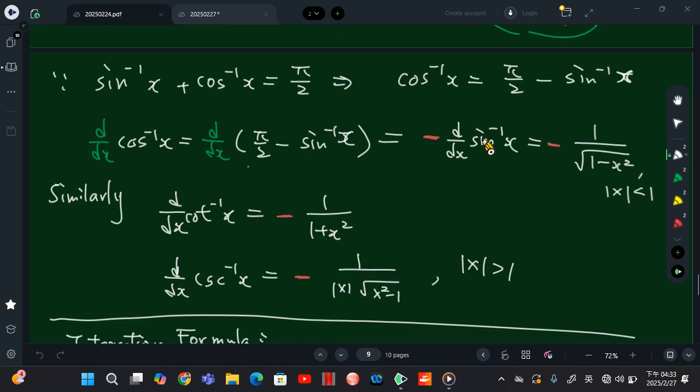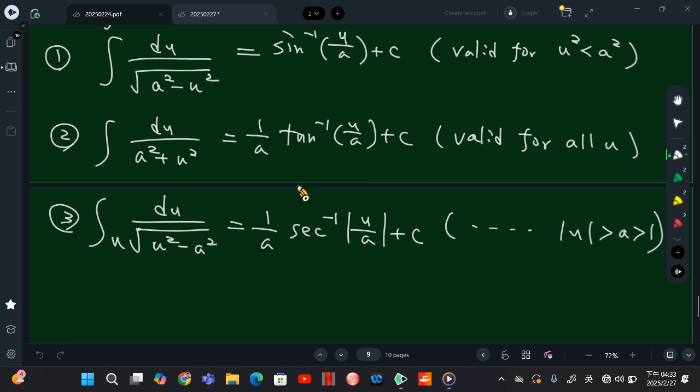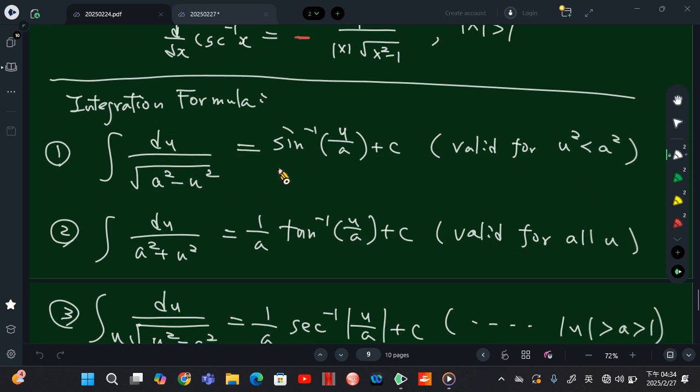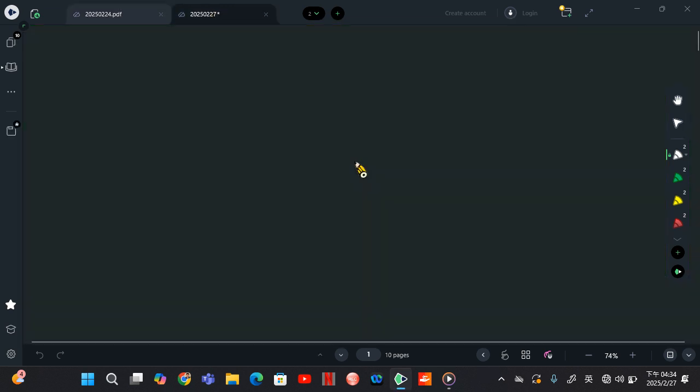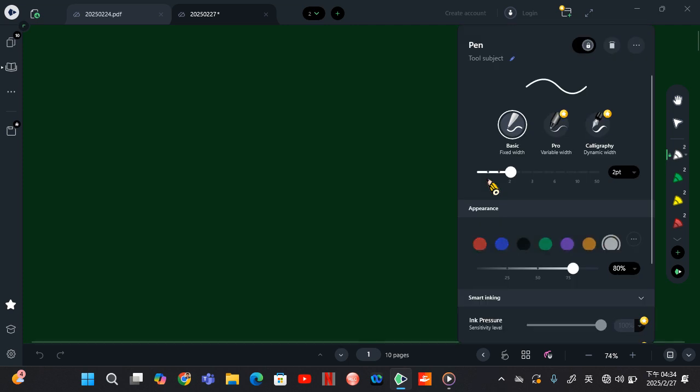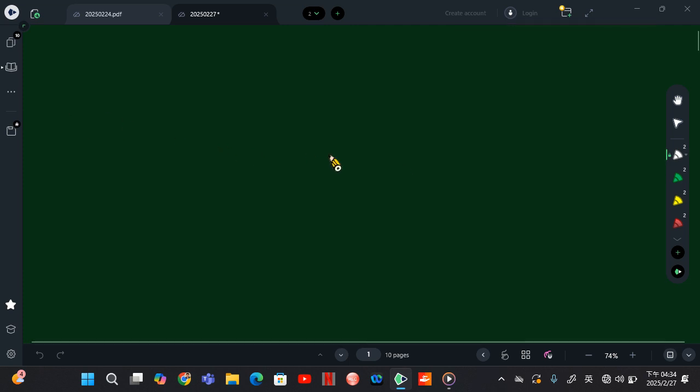So today I will show you how we get these three, and then how we apply them to calculate integrals of some specific forms. This is what we learned on Monday. Today I will show you how we get this one. I can show you the first one: how can we get the formula?